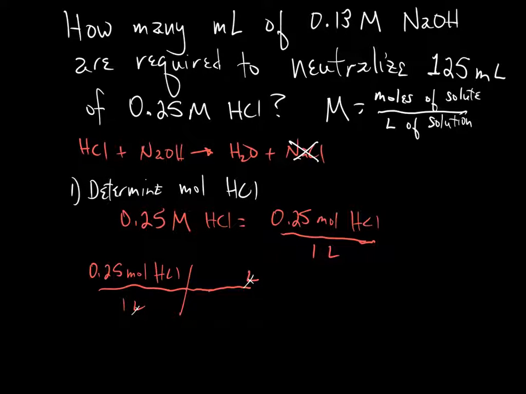Some of you may have already figured out how to do that. You just move the decimal point over 3. If you need to write it out, feel free to do so. It's going to be 0.125. We'll just move the decimal point over 3 places. 0.125 liters. So 0.25 times 0.125, and I get 0.03125 moles of HCl.